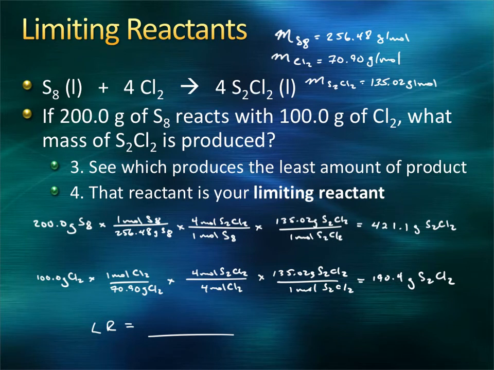What that means then is that this 190.4 is the maximum amount that I can make. Okay, it's the maximum amount I can make. I can't make the 421.1. I do not have enough stuff for it.